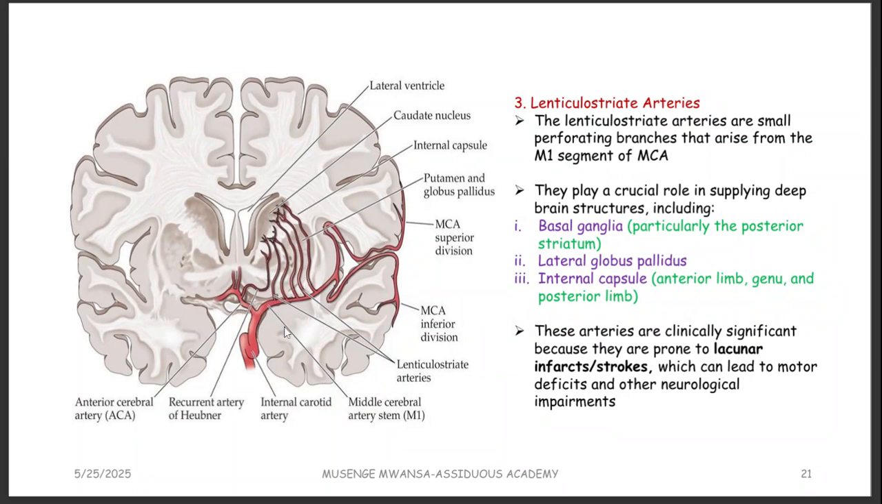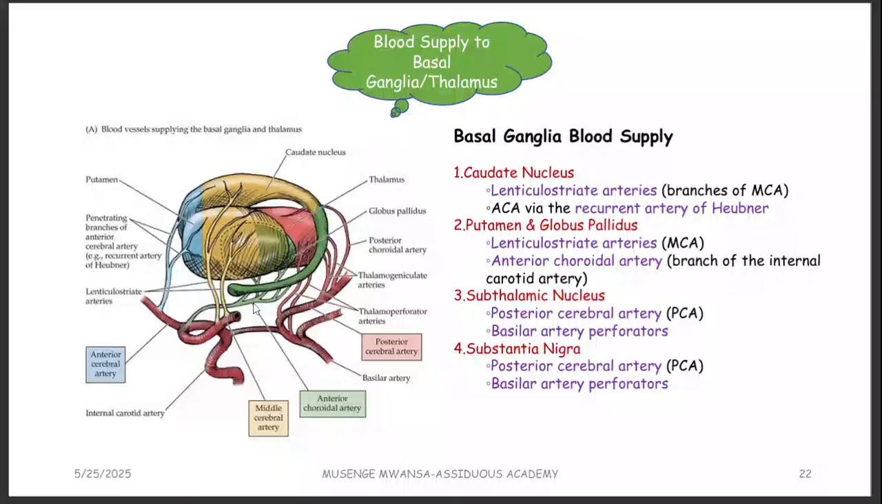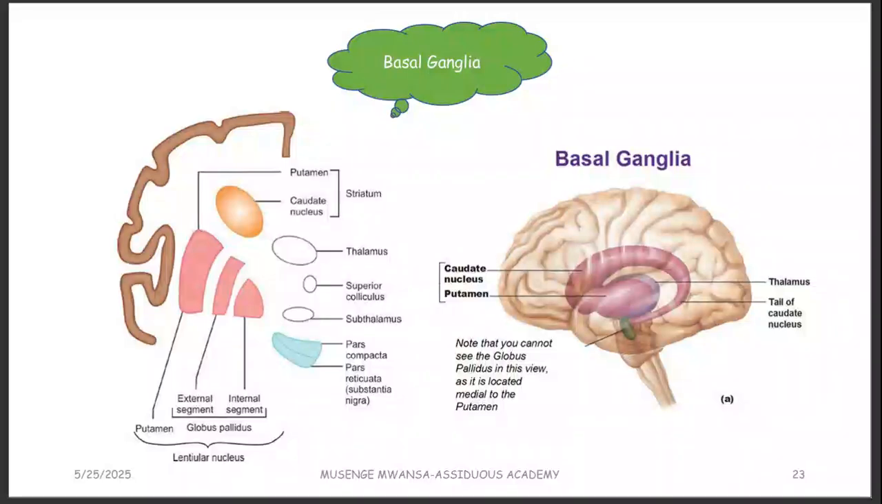Now this one is medial. It's in the medial aspect. Are the lenticulostriate arteries. These ones, you can see the areas that they are supplying. This area here in the middle, I've got what we call the basal ganglia. The basal ganglia contains a lot of parts, just so that you can get an idea. It's a topic on its own.